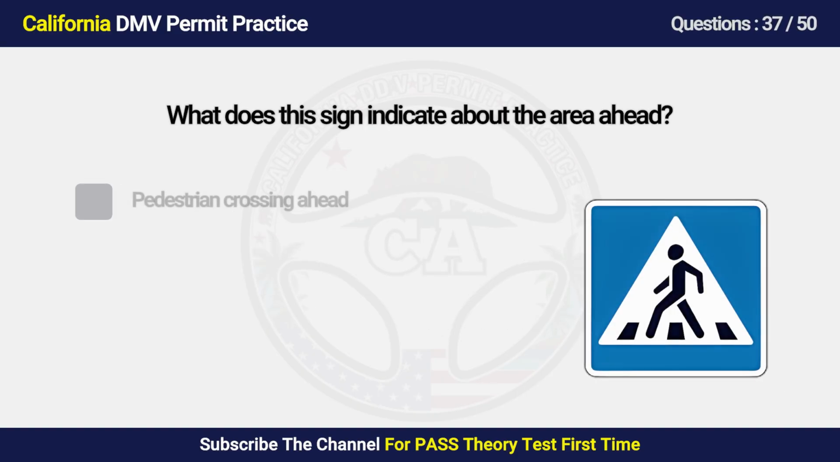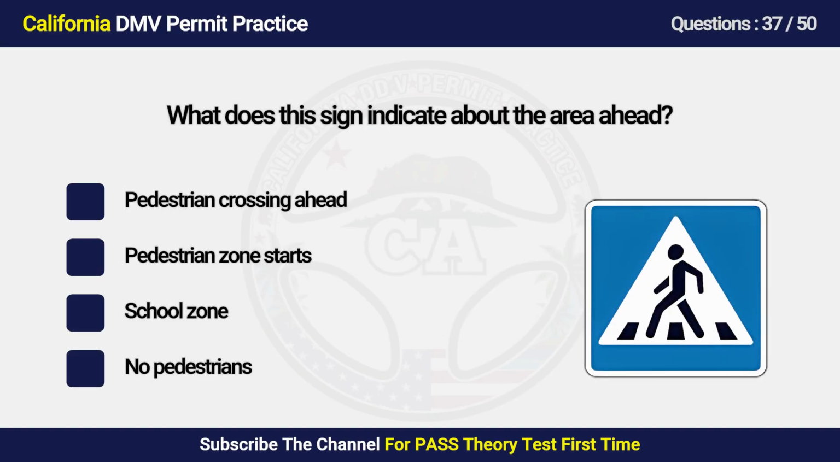Question 37. What does this sign indicate about the area ahead? A. Pedestrian crossing ahead. B. Pedestrian zone starts. C. School zone. D. No pedestrians.